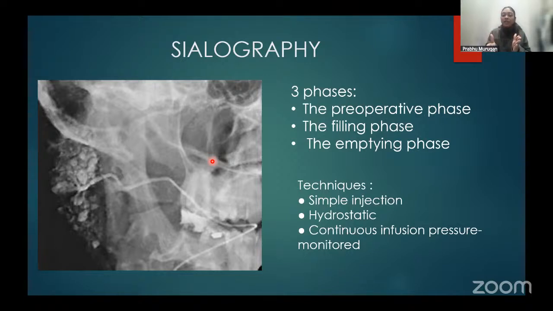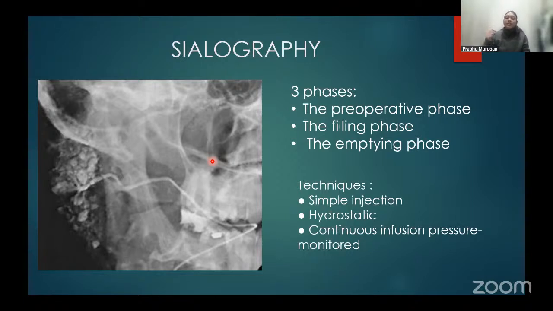Next is the filling phase. Filling phase is when you start injecting the dye through the duct. For example, the Stenson duct for your parotid, your Wharton's duct for your submandibular gland and all that. So you will try to inject the dye through the duct and it will go and fill up the entire ductal region. And then after the filling phase, we'll take another image. So we'll compare these two to look at how the pathology has been happening there. And last is the emptying phase.